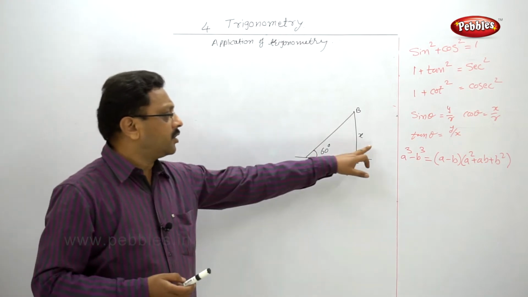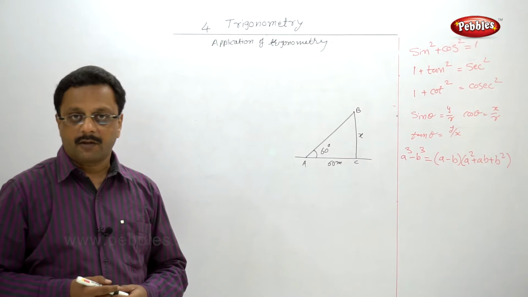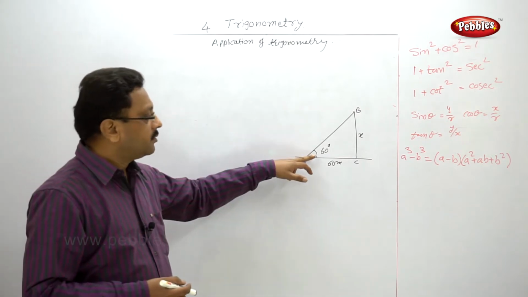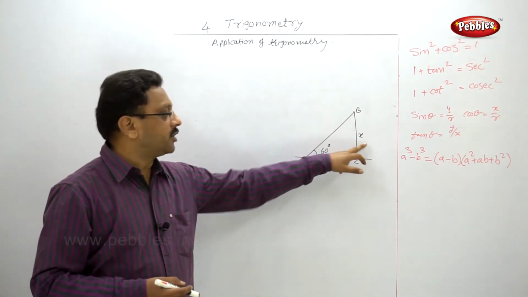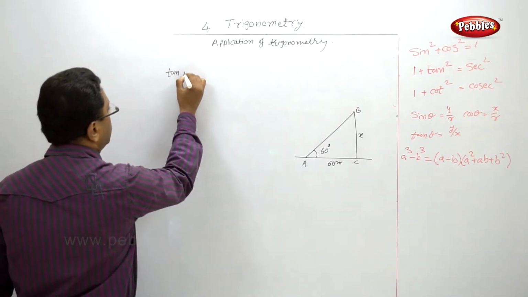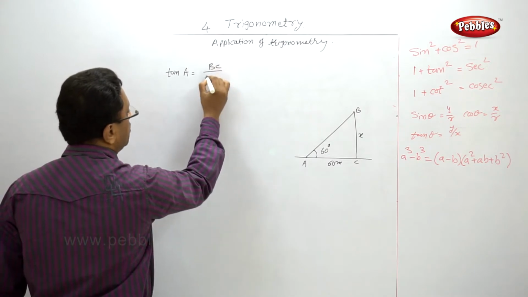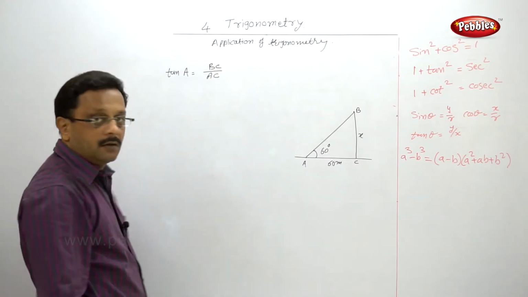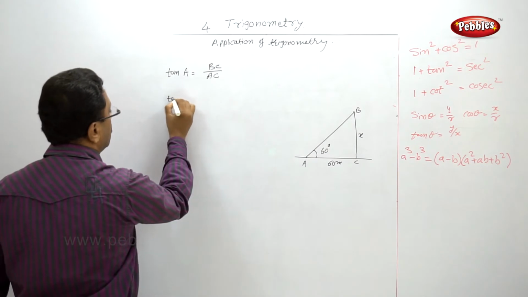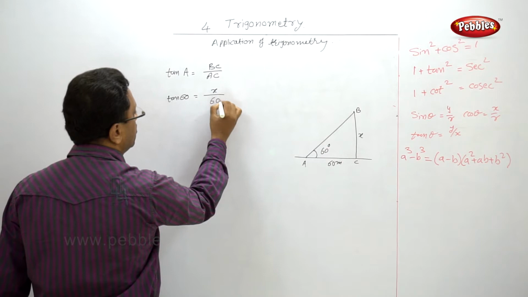This is nothing but x upon 60 is tan 60. Correct? What is tan theta? Opposite side upon adjacent side. So I will say that tan A is equal to BC upon AC, which is nothing but tan 60 is equal to x upon 60.